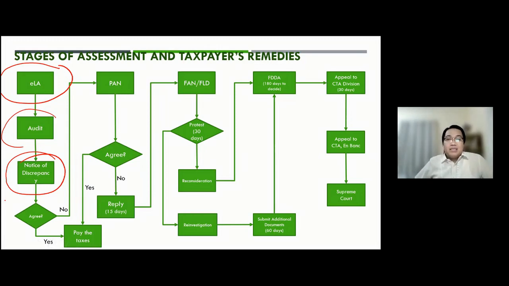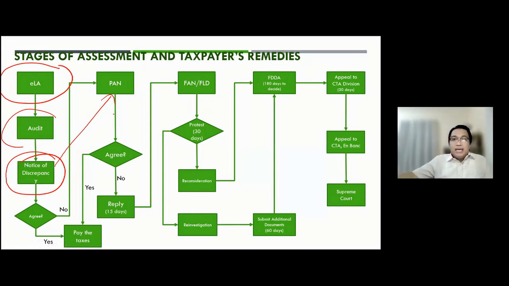Okay, if you violated the right to due process of the taxpayer, as held by the Supreme Court in the case of Commissioner of Internal Revenue versus Avon Products Manufacturing Inc., ang sabi ng Supreme Court, pag violate mo ang right to due process, okay, the assessment is null and void. Okay? After the issuance of the notice of discrepancy, hindi kayo nagkasundo ng taxpayer, you are still disputing the findings of the examiner, the preliminary assessment will be issued.